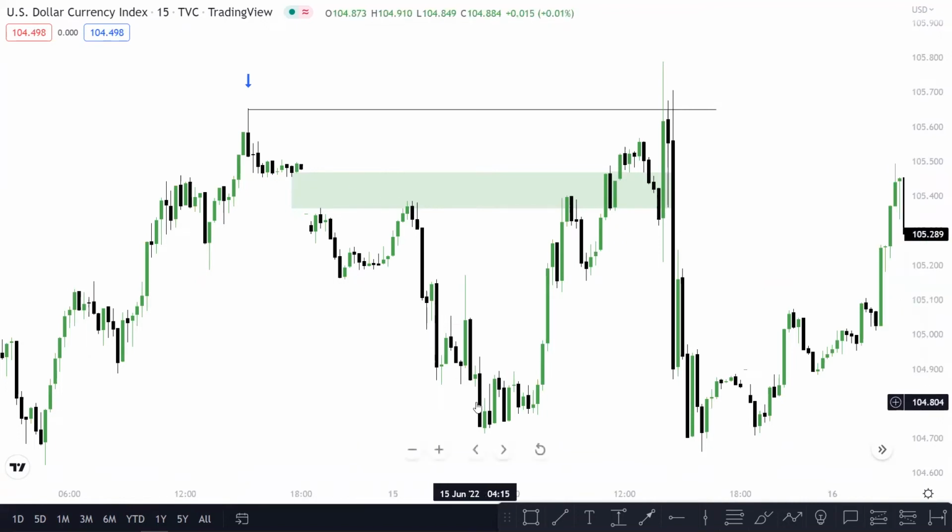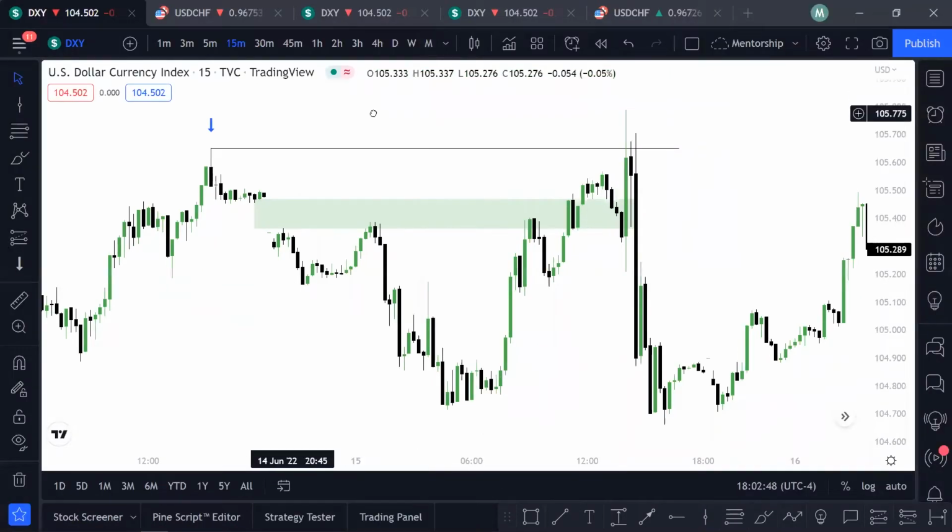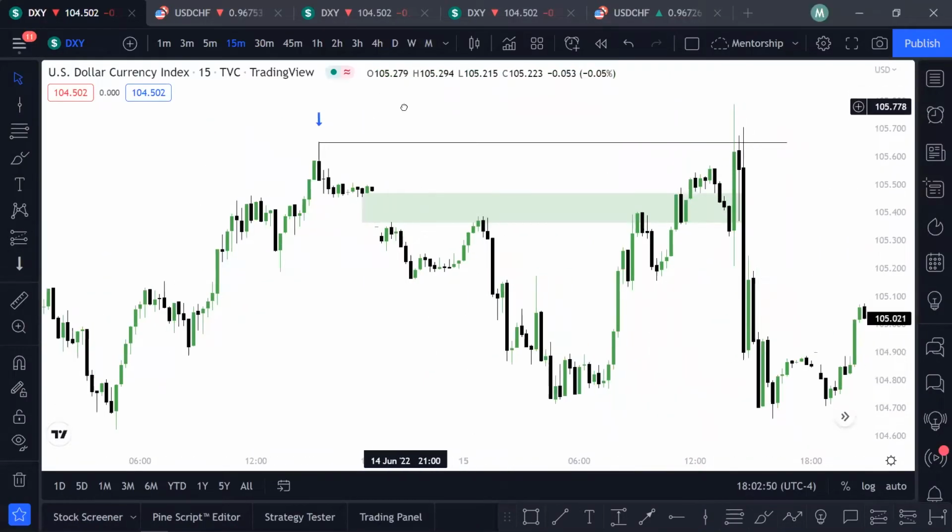If we have the news events coming, I want to see price trade above this high. Which high? The high above the imbalance. This gap here. Okay, this gap. And if you preview this on a daily chart, this is when we trade above an old high.